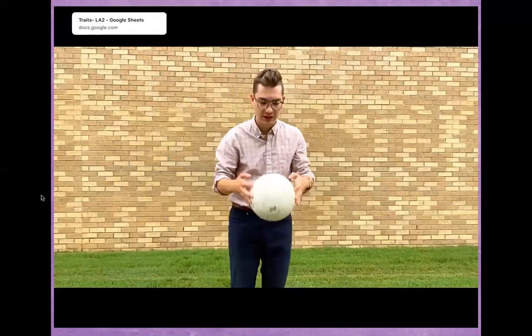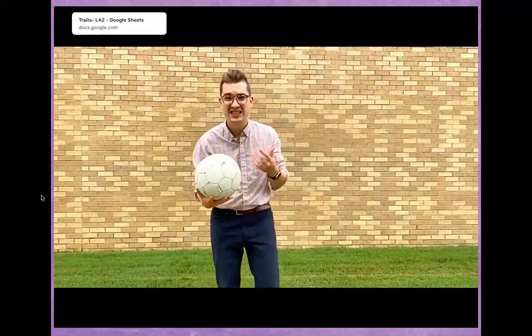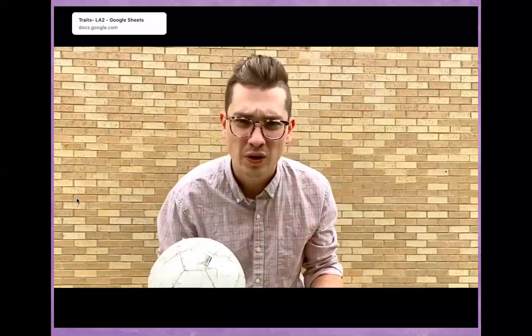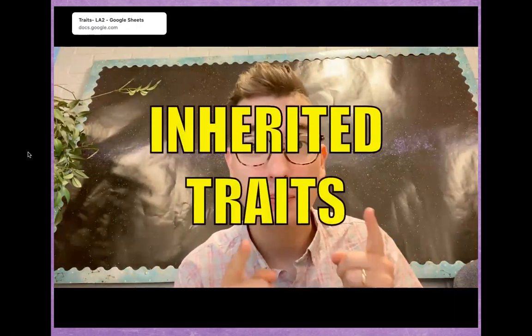So something like juggling the soccer ball isn't inside of your body already. So what do I mean when I say inside your body? All right, so think about the traits that can be passed down to children. Hair texture, eye color, skin color, all of these things are inherited traits, and they're in your body. They're in your DNA, and your DNA is made up of genes.